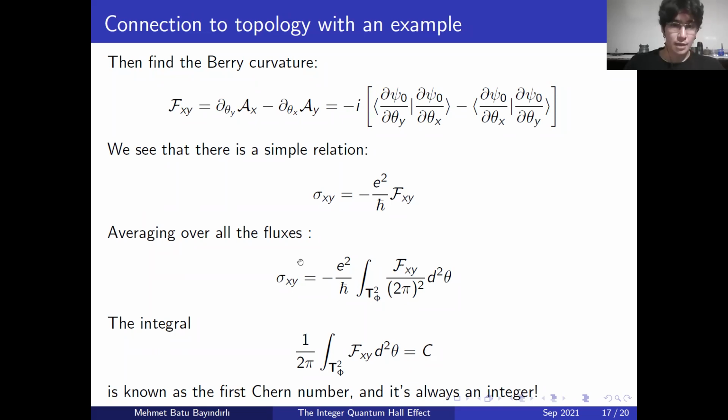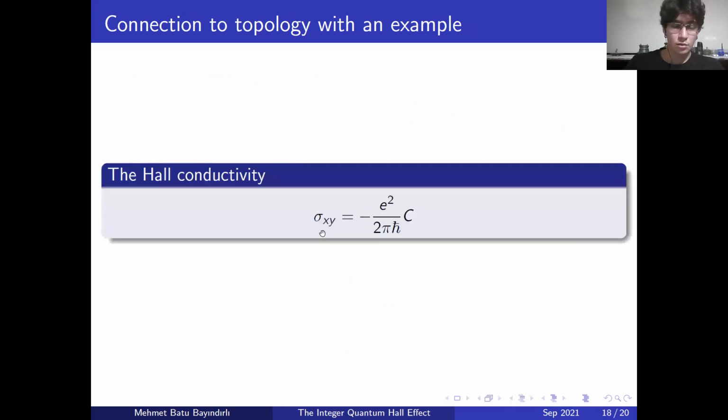And what we have actually done here is that we took a completely quantum mechanical quantity called sigma xy, and we related it with a quantity called the Chern number, which came from topology, and we have actually quantized our transverse conductivity here. So this was the story.